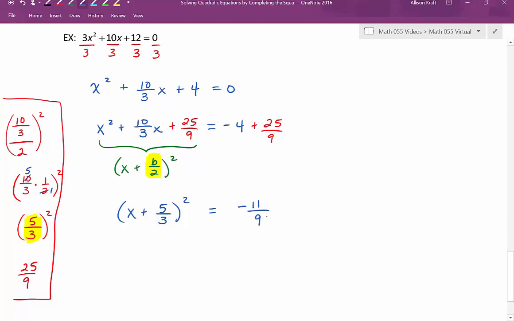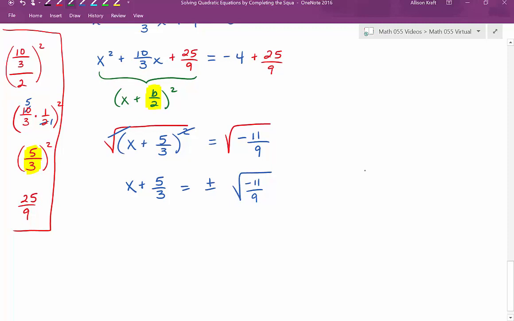And we have an equation where square root property can be applied. Taking the square root of both sides, on the left, our square and square root cancel out, leaving us with x plus 5/3. On the right, we have plus or minus the square root of negative 11/9. We want to try to simplify our radical, and this time it does simplify.